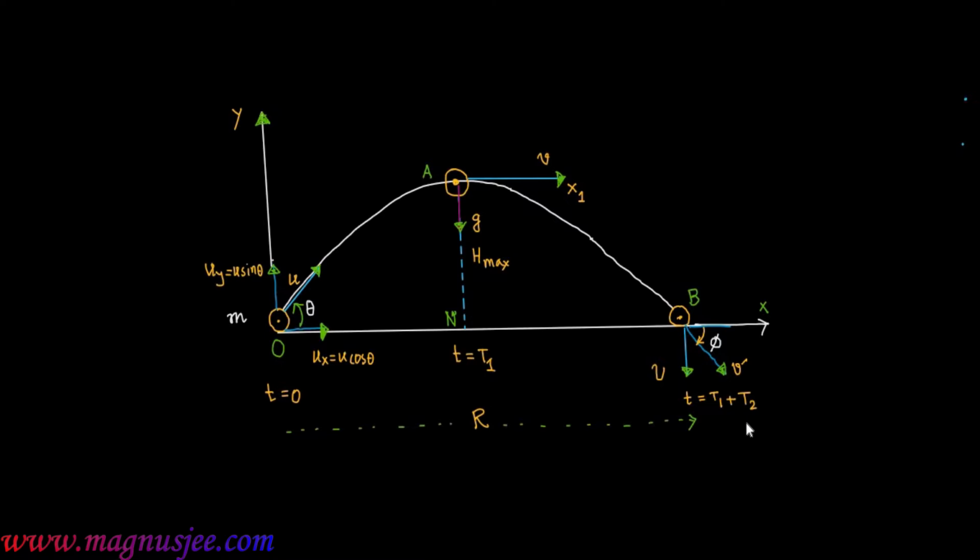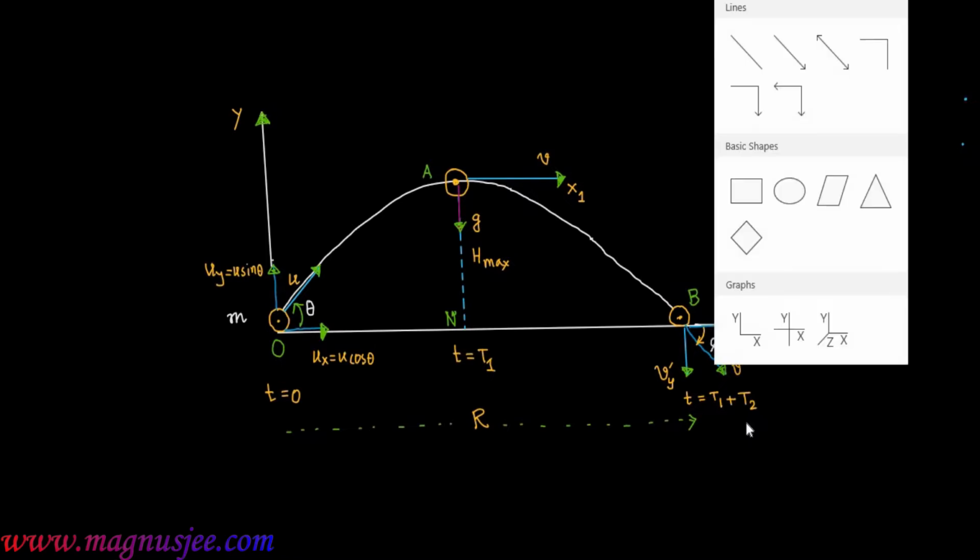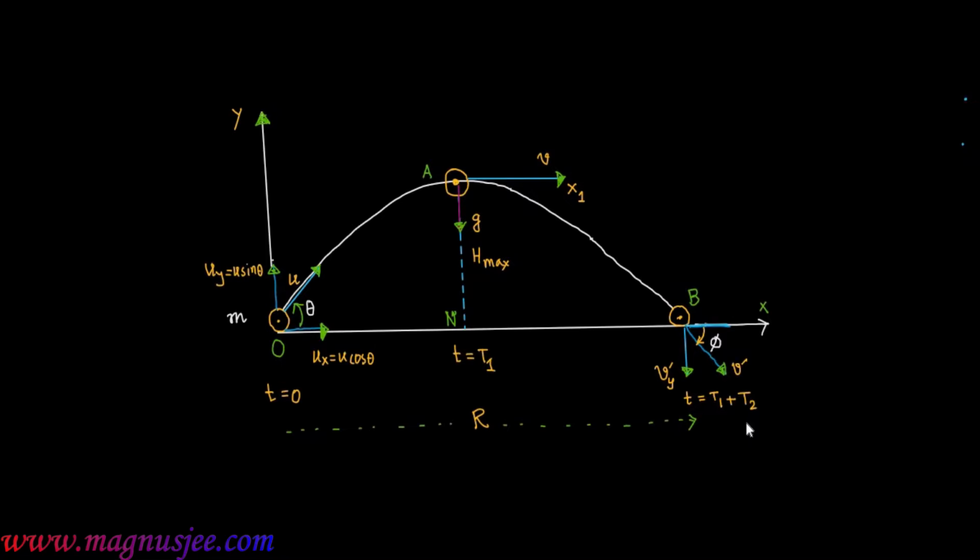Here Vy prime is the rectangular component of V prime in the vertically downward direction at the point B, and also we can denote the horizontal component of V prime. Here the horizontal component of the final velocity V prime at the point B will be Vx prime.